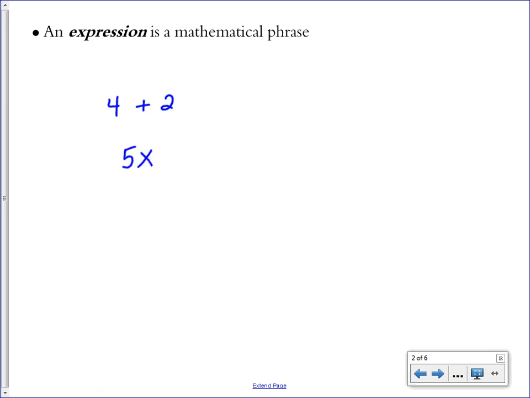5x, right? That would be an example of a mathematical phrase. It means 5 multiplied by x. You might even just see the number 5, and that's a mathematical phrase as well. You could call that an expression. So an expression is just a mathematical phrase.